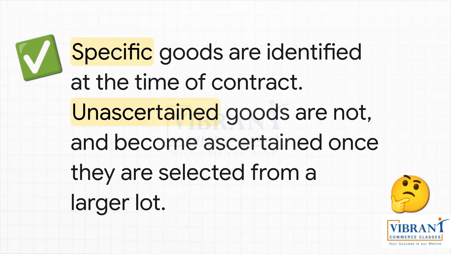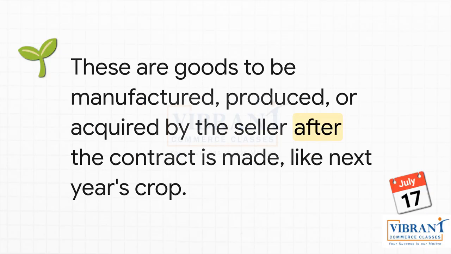Like, I'll sell you 50 bales of cotton from my warehouse, which has 100 bales. Which 50? We don't know yet. The moment you pick out those specific 50 bales and set them aside for the buyer, they become ascertained. Then we have future goods.